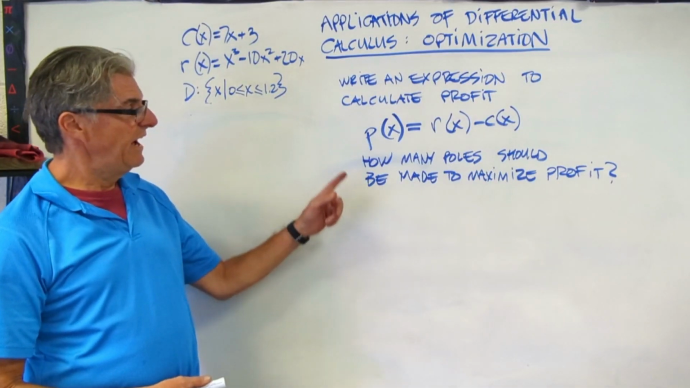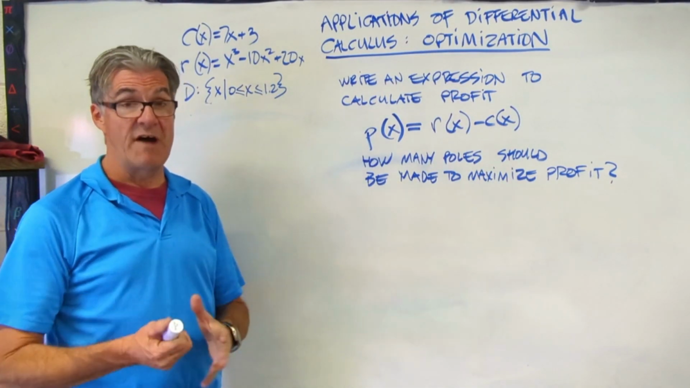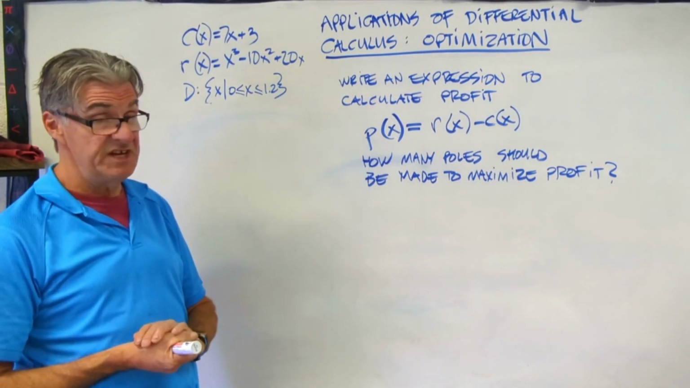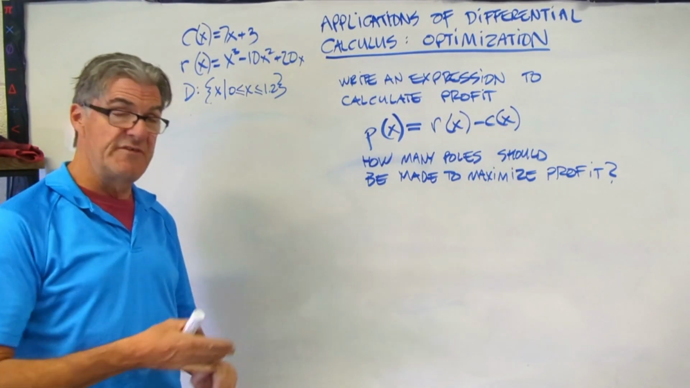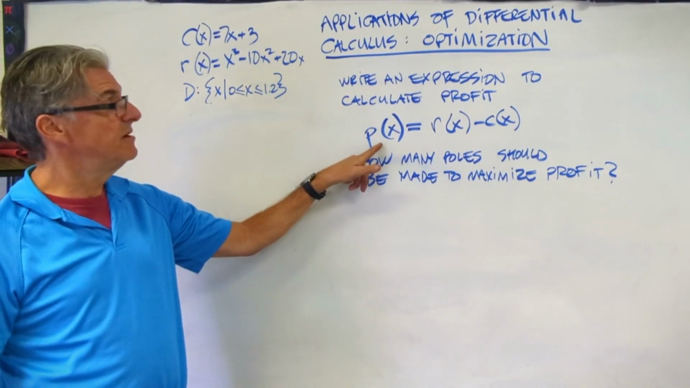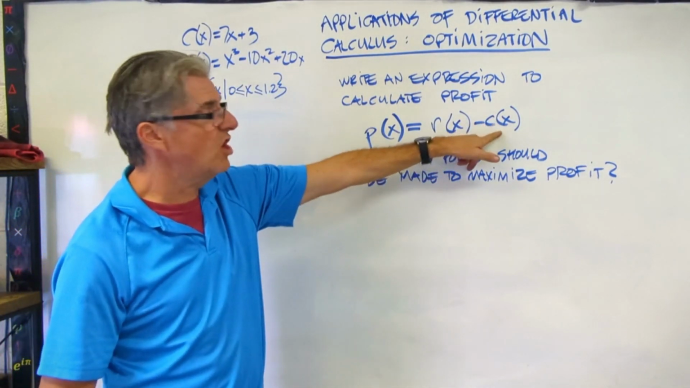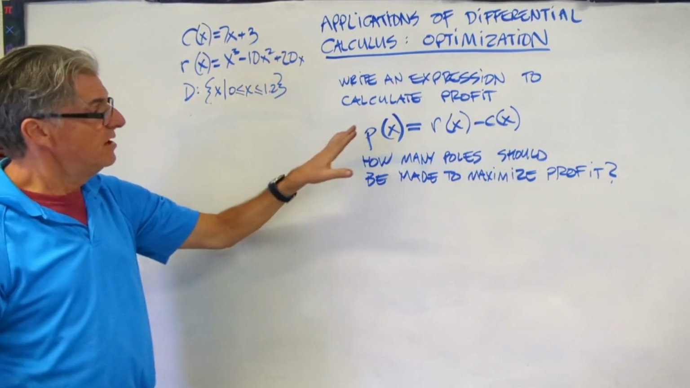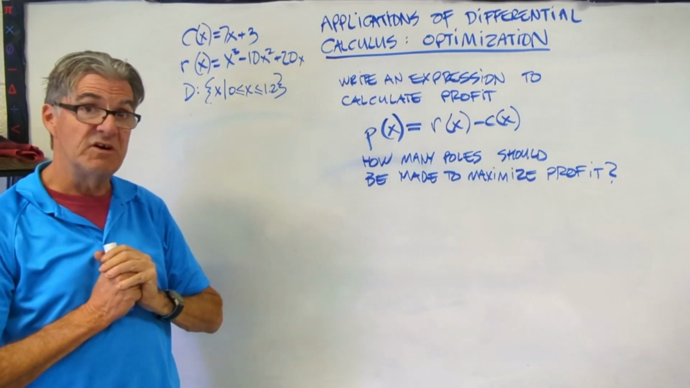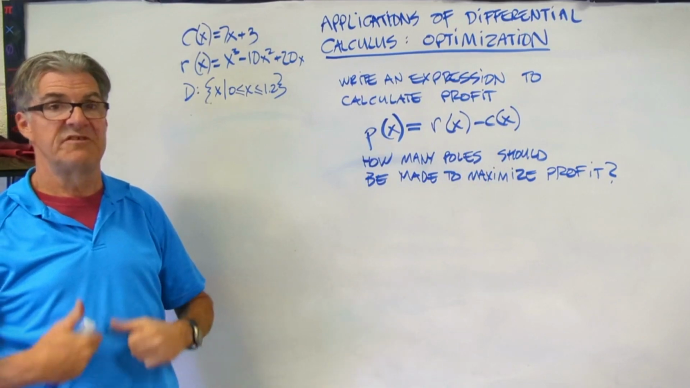Here's your prompt. How many poles should be made to maximize the profit? I want to give you the broad steps, but I'd love for you to pause the video and try your hand at the algebra, taking the derivatives, and see how far you can get. Here's what we want to maximize, P of x. We have expressions for R of x and C of x, revenue and cost. So take these expressions, combine them together like it shows here with the minus sign, get one polynomial, combine your like terms, take your first derivative, analyze, second derivative, analyze.